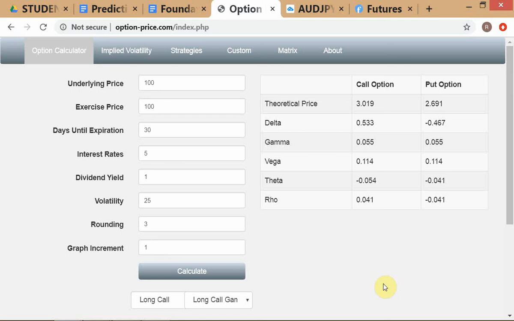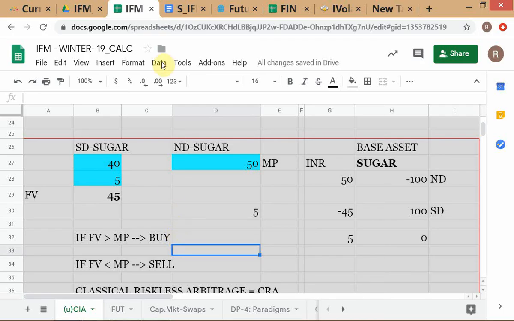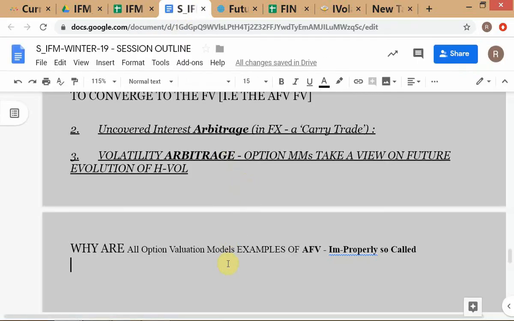Has everyone understood? Some important concepts we have covered. So let's go back to this. What else do we have to do? I think most of this is covered. Why are all option valuation models examples of AFV, improperly so called? Now you have understood this. Maybe I'll put in some extra writing later on, but you should have understood the concept here, because basically you can't make the prices converge.